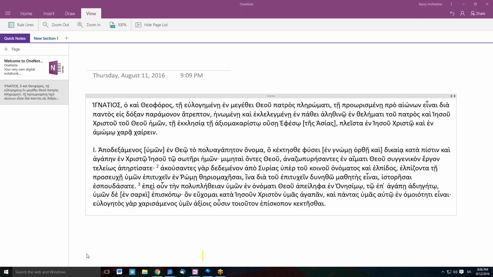So looking at the text: Ignatius, ho kai theophoros, te eulogimene en megethe patros pleurometi, te pro orismene pro aionon enai diapantos es doxan paranomen atropon, henomene kai eklelegmene en pathe alethino en thelemati tou patros kai Jesu Christou tou theou hemon, te ecclesia te axiomakaristo, te ousei en Epheso tes Asias, plesa en Jesu Christo kai en amomo chara chare.